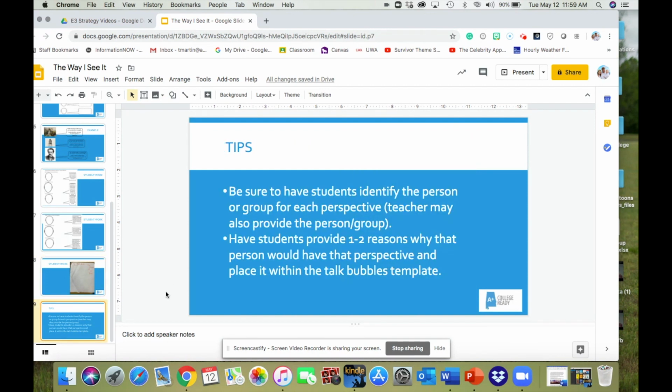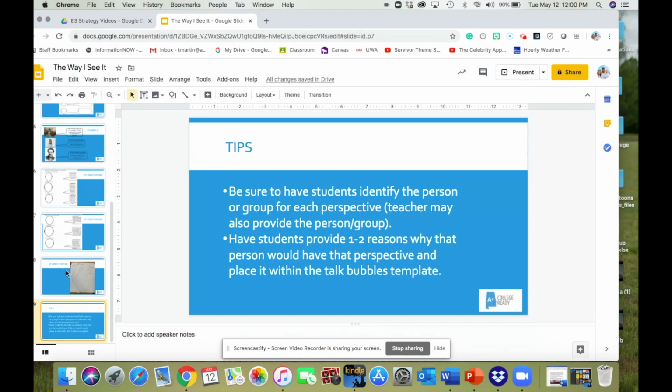So some tips: be sure to have students identify the person or group for each perspective. So make sure that, of course, they know who the character is. And then, to make this more difficult, more rigorous for advanced students, you can have them write 1 to 2 reasons why that person would have that particular perspective. So whatever they wrote in the bubble, you can ask that student to provide the reasons why. So you can extend this and make it more rigorous for your advanced students.